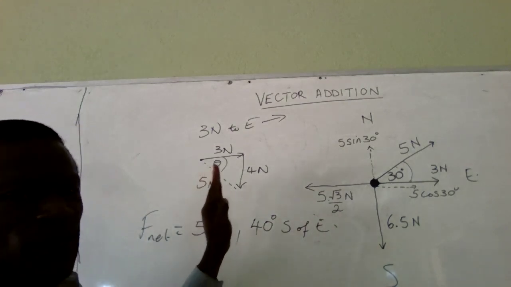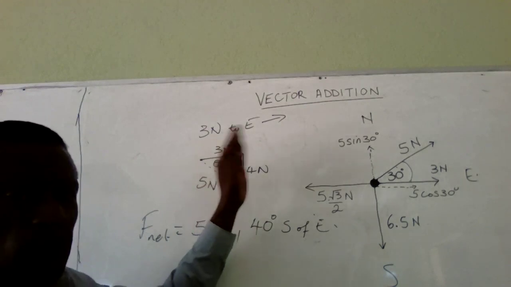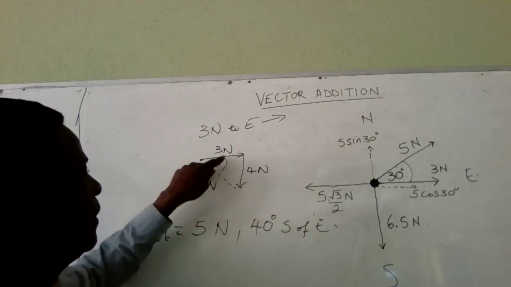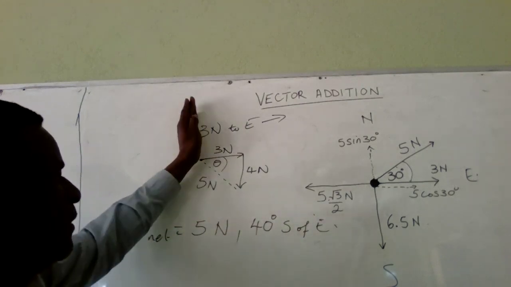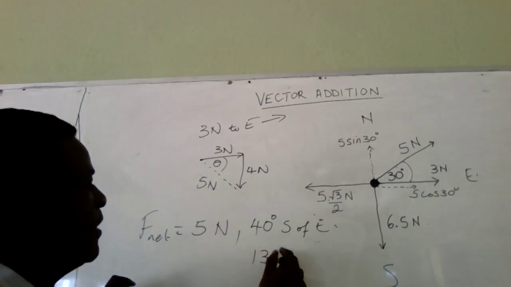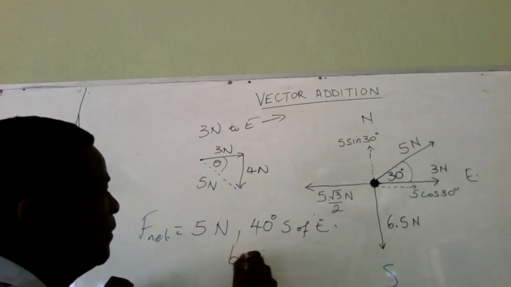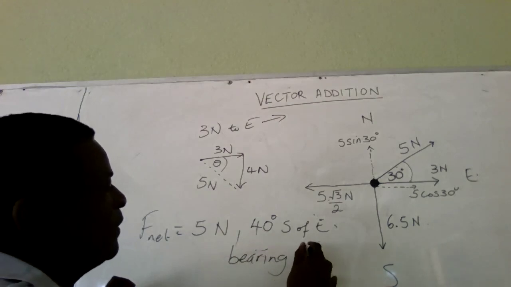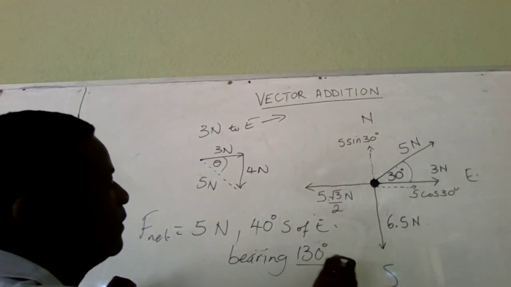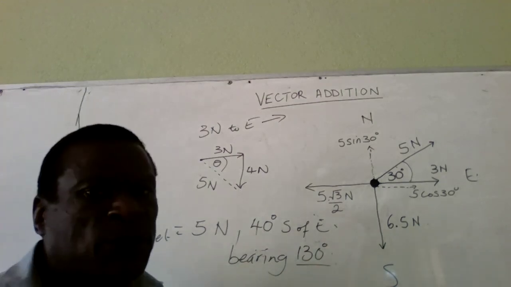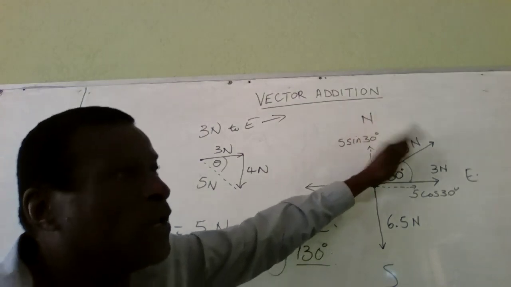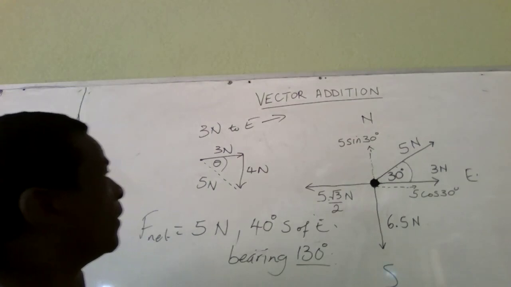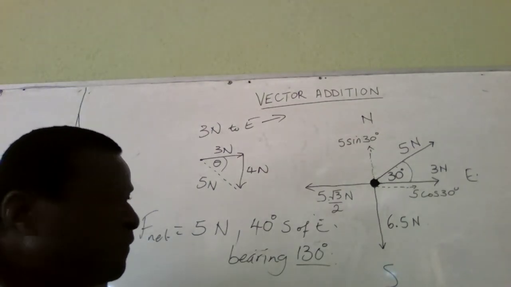A bearing is measured directly from north, and as a bearing from north, you would add that 40 plus 90, that would be 130 degrees. So you can say on a bearing of 130 degrees. Right. So it's measured from north, no, sorry, not anti-clockwise, clockwise. So that is it. Vector addition.